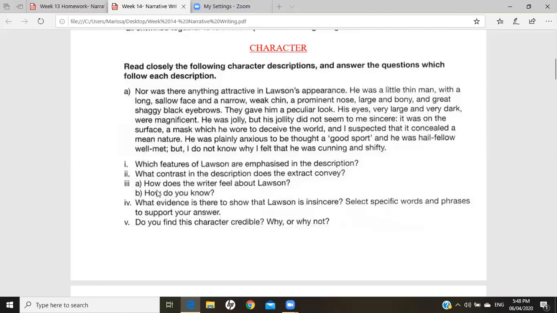Good. The next one says, how does the writer feel about Lawson and how do you know this? So Sanjay, how do you think the writer feels about Lawson and how do you know that? Doesn't like him. And how do you know that? By the way he describes him and refers to him. And what are some of the descriptions he uses to describe Lawson that tell you he doesn't like Lawson?